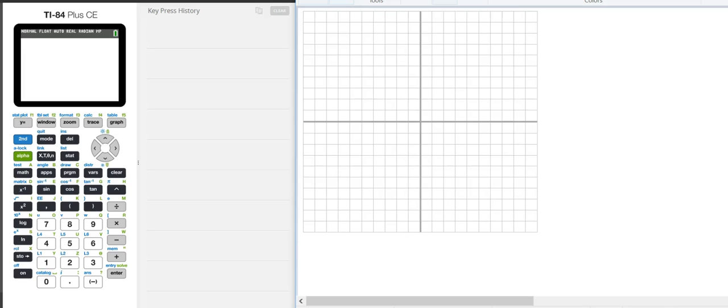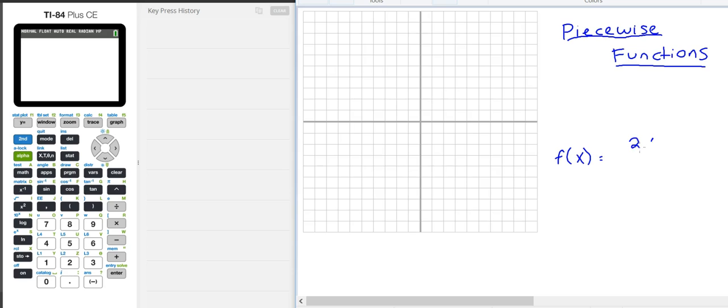In this video, we're going to discuss piecewise functions. A piecewise function is a function that is defined differently over different domains. An example of a piecewise function would be f of x is equal to 2x plus 1 when x is less than 1, and f of x is equal to x squared when x is greater than or equal to 1. Let's try graphing this function.